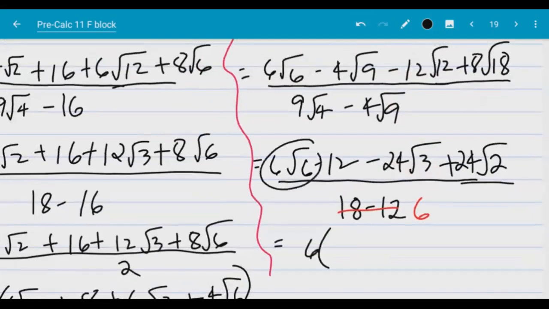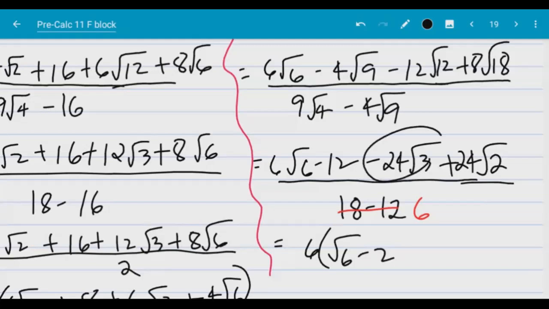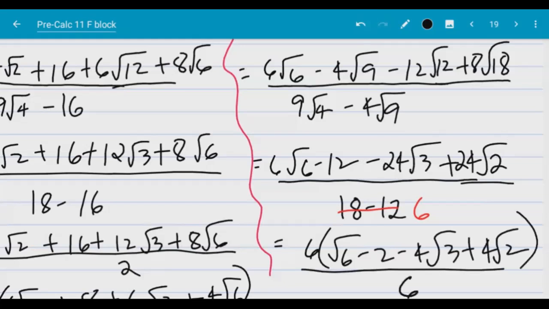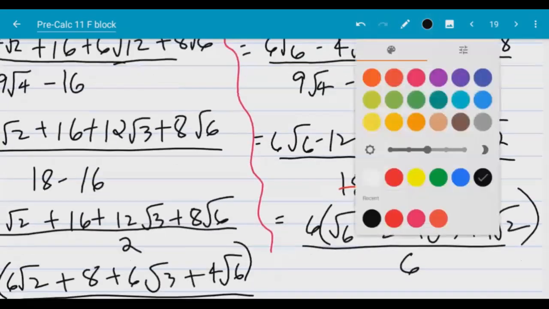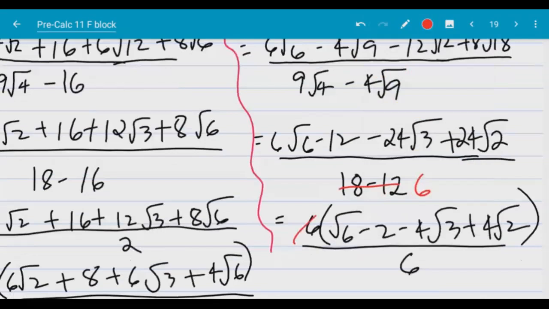So for this first term, when it's factored out, I will have root of 6. For the second term, when it's factored out, I will have minus 2. For the third term, when it's factored out, that would be minus 4 root of 3. For the fourth term, when it's factored out, plus 4 root of 2. And you are going to divide it by 6. And now you can actually cancel out these two.